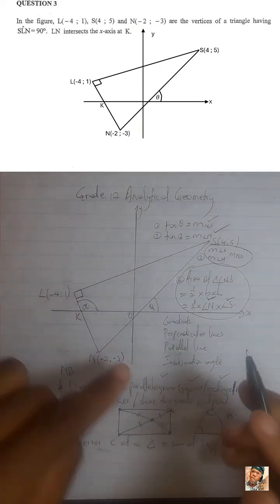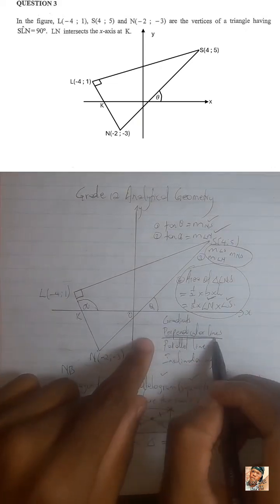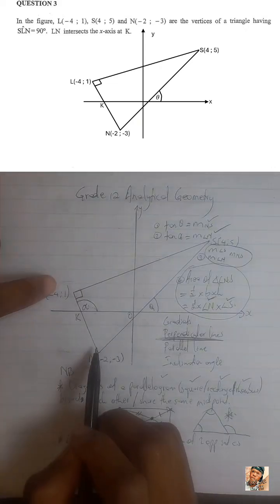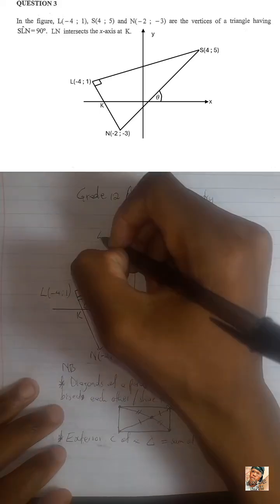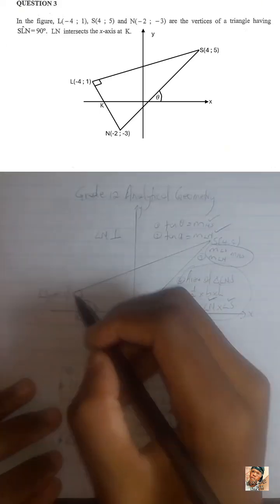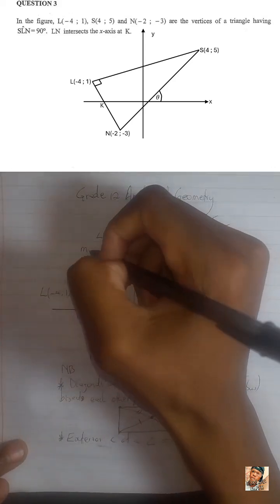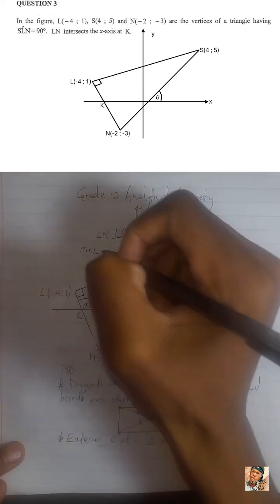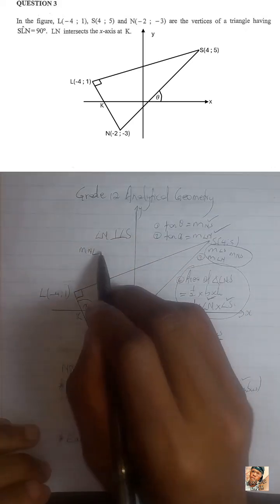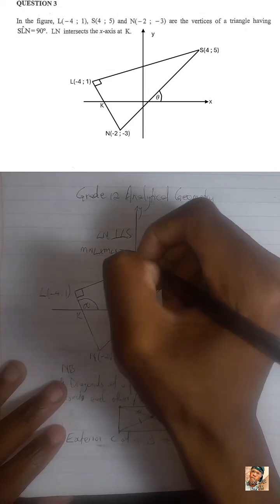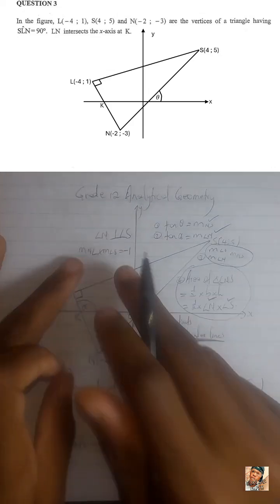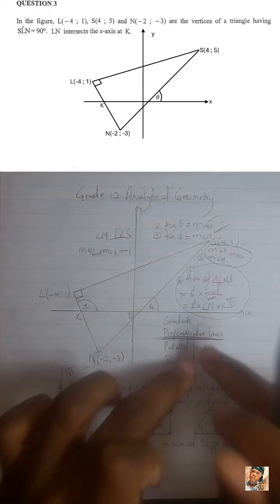So remember what I said about right angles. Right angles are related to perpendicular lines. It means that LN is perpendicular to LS. Since these two lines are perpendicular, the gradient of LN, or NL, multiplied by the gradient of LS must give us -1. That is the property of perpendicular lines.